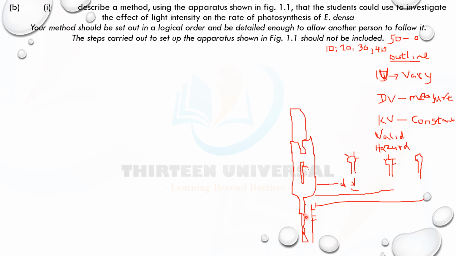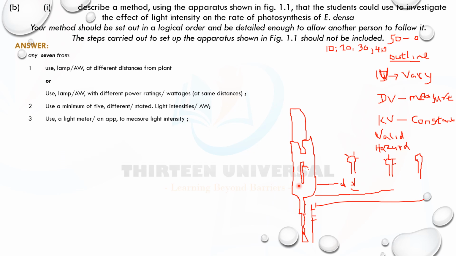You just mention your constant variables, and then for each of these distances, you take replicate values, repeat three times, and then calculate your mean. And then for hazard, you mention some of the hazards here. These plants can even be an allergen, so you wear a nose mask. Let's see what the mark scheme says. They're always asking this question, guys.